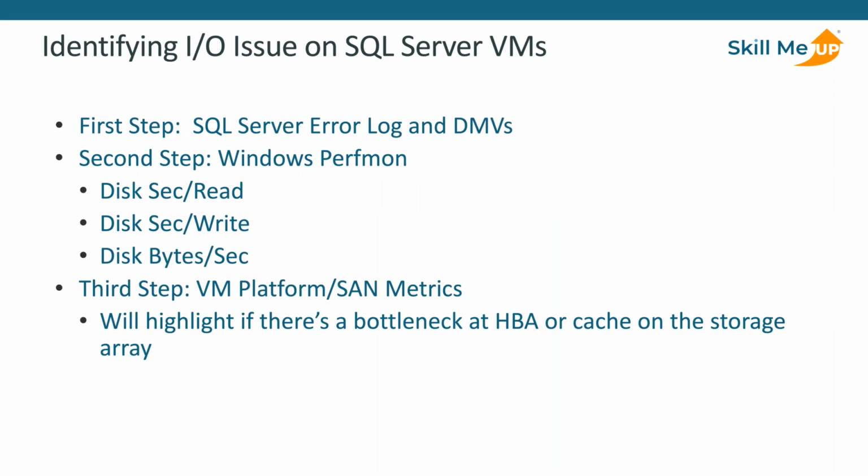To identify IO issues on SQL Server VMs, the first step I always like to look at, if we think we have an IO issue, is the SQL Server error log. The error log will record any occurrences of an IO taking more than 15 seconds to complete. That one's a little bit problematic. If you see those, you probably have a major storage or major indexing problem, or some combination of the two.